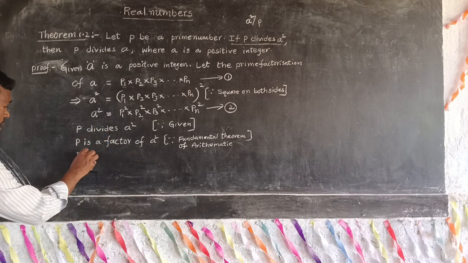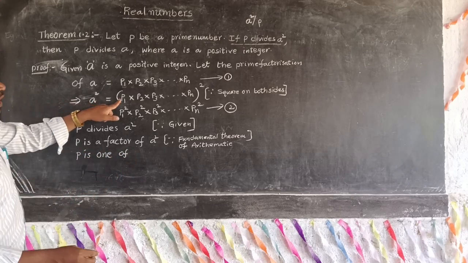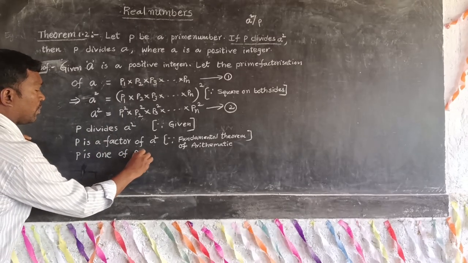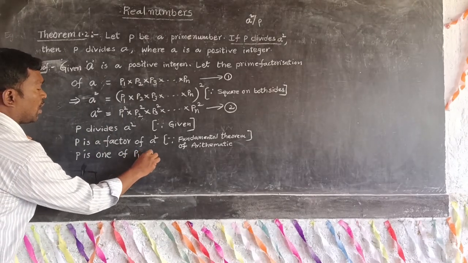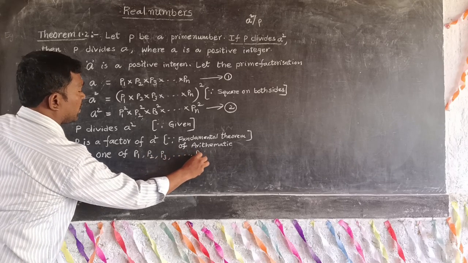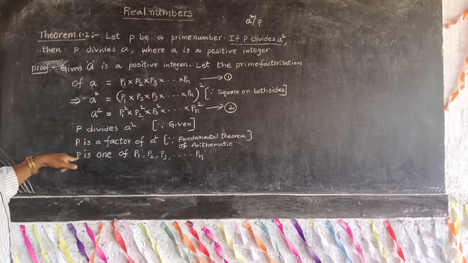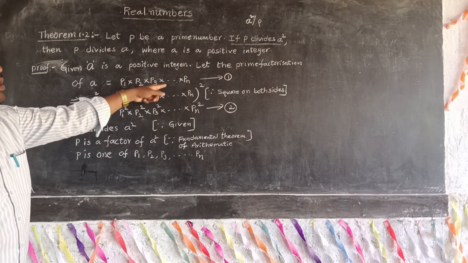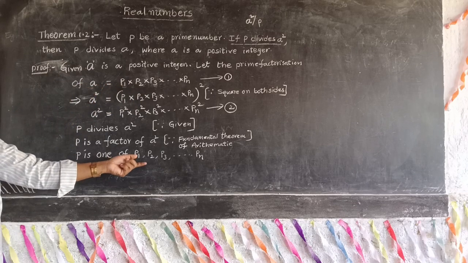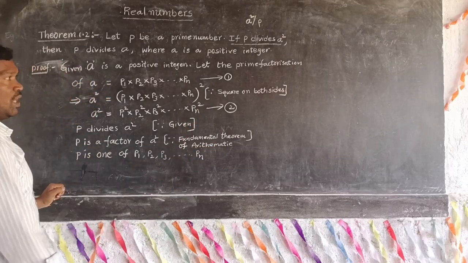P is one of, that means P is one of these numbers: P1, P2, P3 and so on Pn. P1, P2, P3 and so on Pn are all the factors of A. So P is one of P1, P2, P3 and so on Pn.